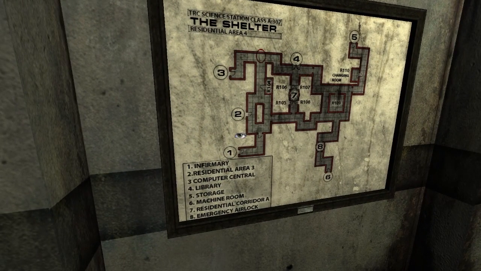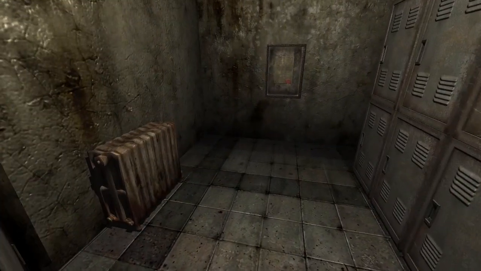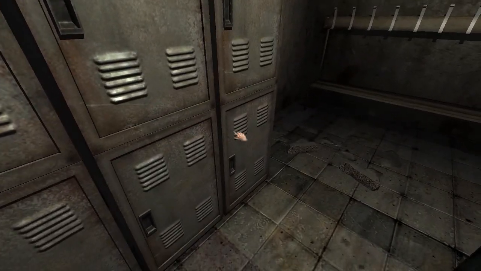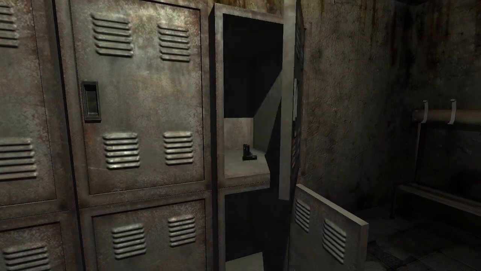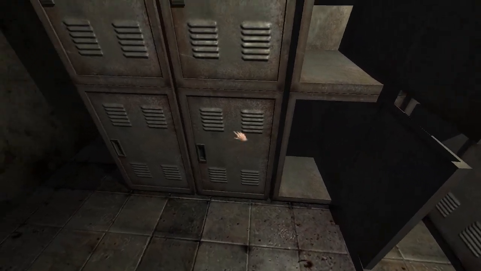Okay, so that was Computer Central. We can go to Residential Area 3, and 1 would be the Infirmary. That's going to make a noise when we bust that open, which is probably going to summon a guy.